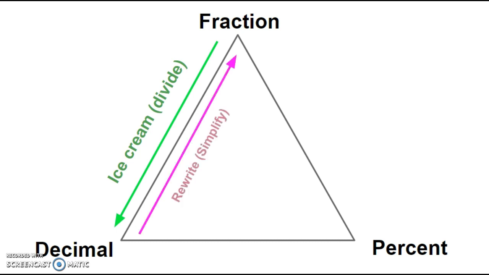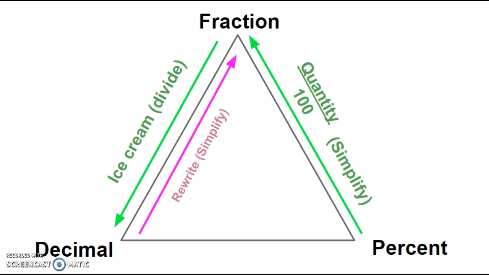When you move from a decimal to a fraction, we do what is called a rewrite. Basically, if you have decimal 0.5 or 5/10, when you rewrite that as a fraction, it is 5 over 10, and then we must simplify. You divide top and bottom by 5 each. 5 divided by 5 is 1, 10 divided by 5 is 2, and that gives you 1/2. So the decimal 5/10 is equivalent to the fraction 1/2.